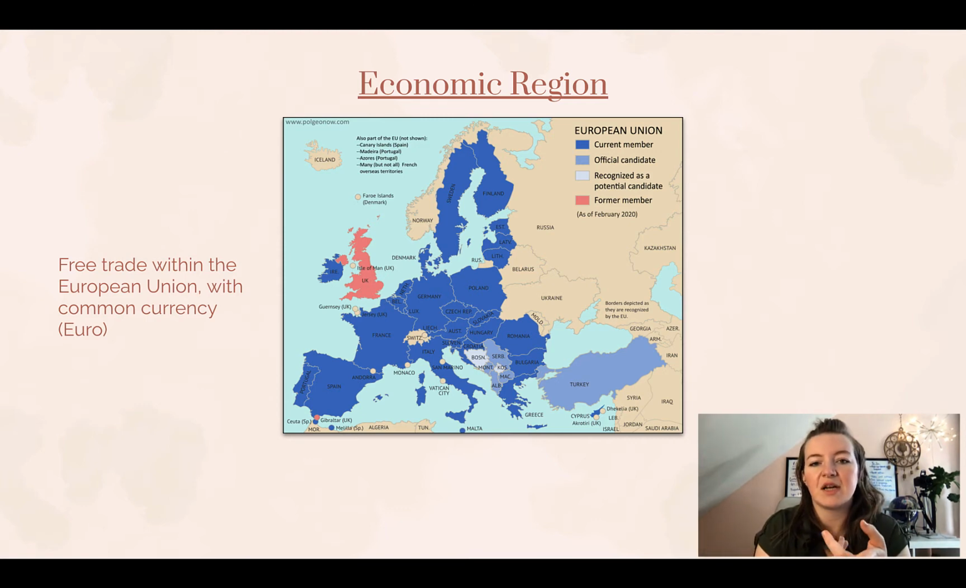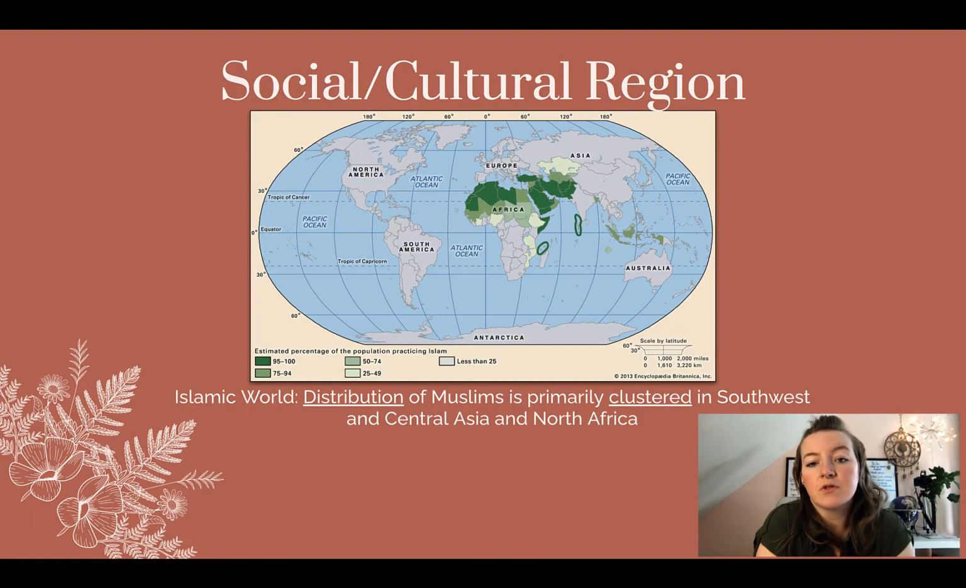An economic region is going to have some unifying economic base, like the type of money or the type of trade. In this case we're looking at the EU. The EU has free trade within it, and a common currency, the euro. For a social or cultural region, we might have something like the Islamic world, which looks at the distribution of Muslims. We know there are Muslims in the United States, but they're primarily clustered in Southwest and Central Asia and North Africa.